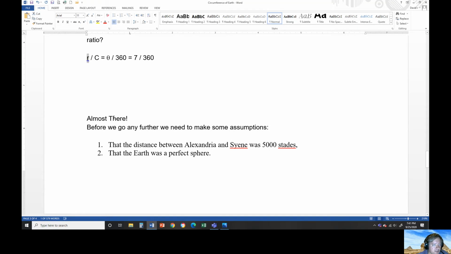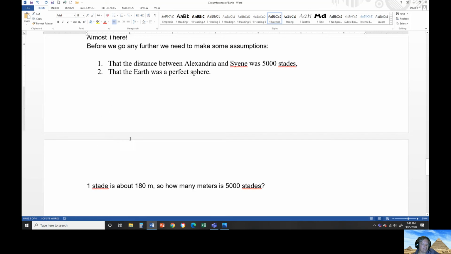We have to make a couple assumptions before we go on. Assumption one is that the distance between Alexandria and Syene was 5,000 stades. Now, a stade, think about it like this. I can say the distance between my house and the university is 40 miles. Well, a mile is an arbitrary length. During this time, they used a unit of stades, and the distance between Alexandria and Syene was about 5,000. We're also assuming that the Earth was a perfect sphere. Okay?